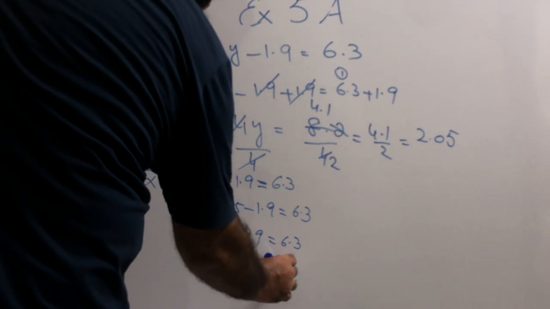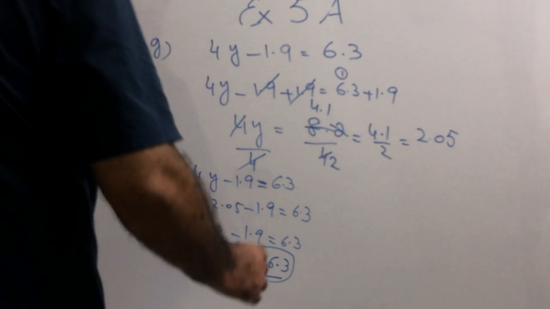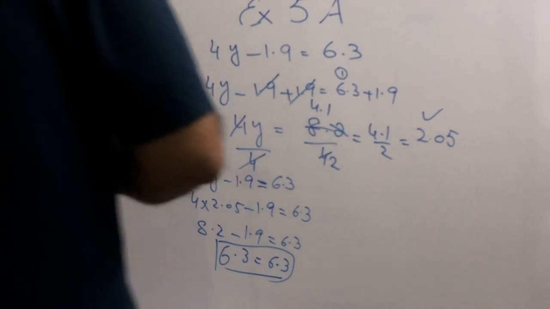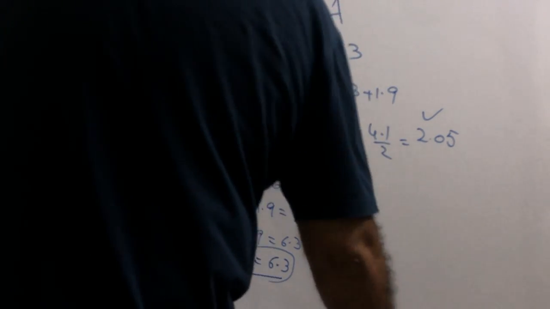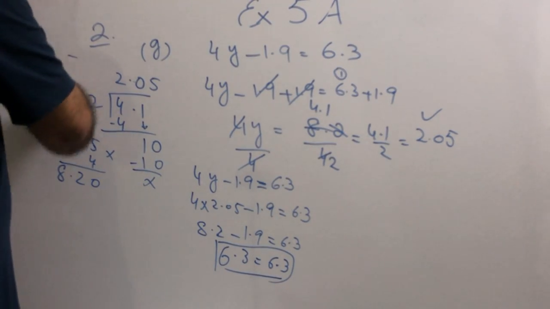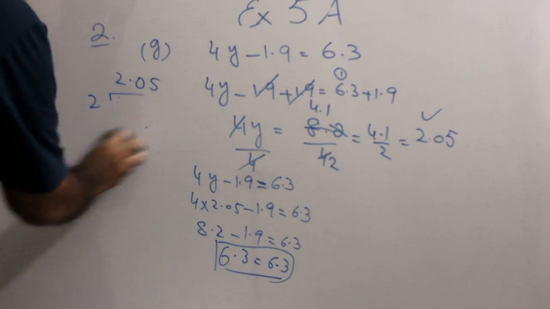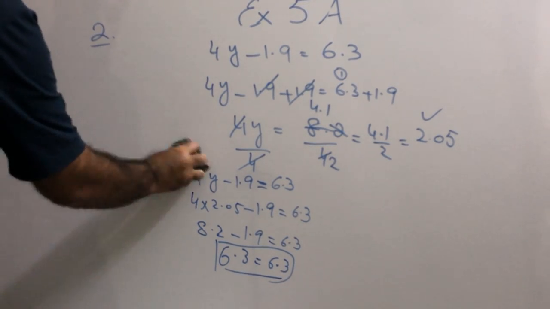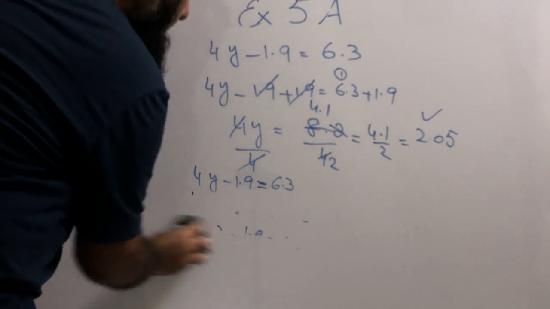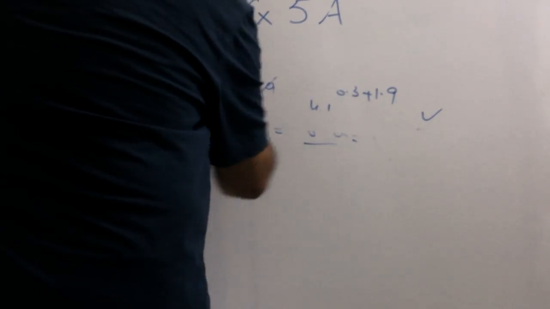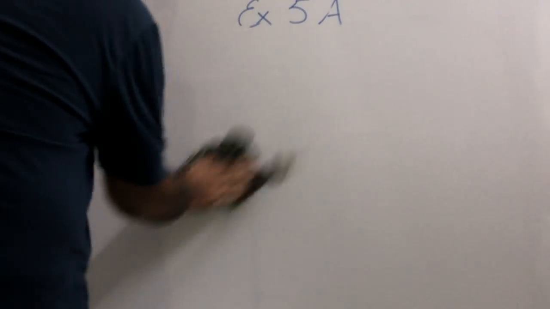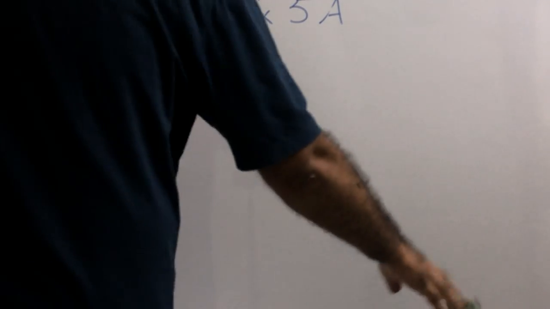Here we get 6.3. Here it is already 6.3. Both the sides are equal. So it means that our answer was correct. So in this way we have solved part G of question number 2. We are doing exercise 5A. Now we will do one more part of this question, and the rest of the parts will be your homework.